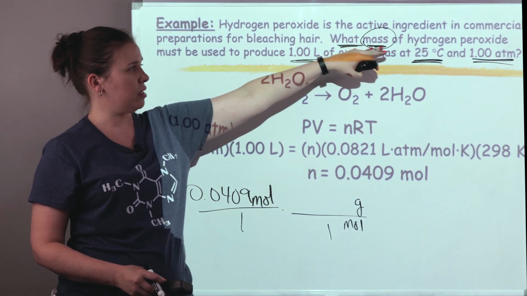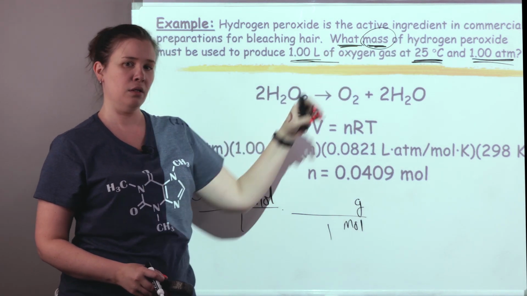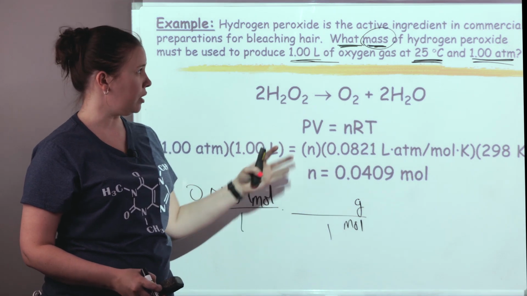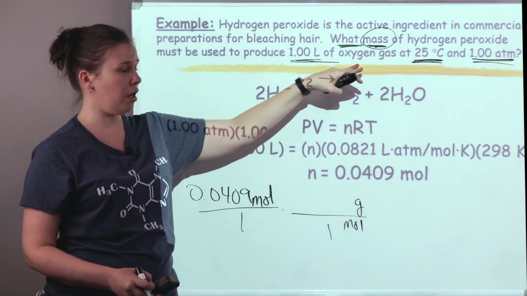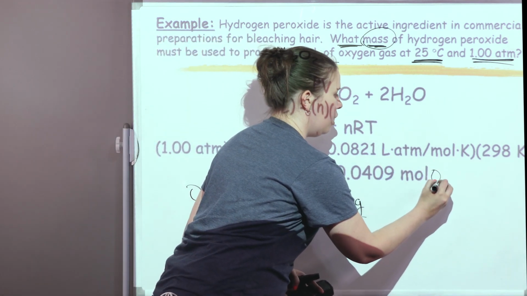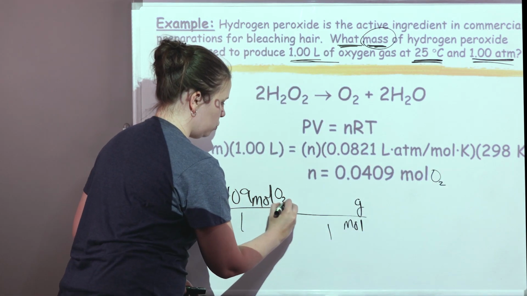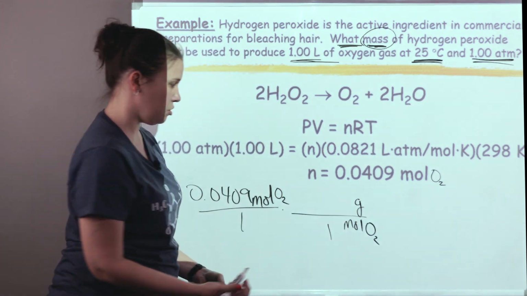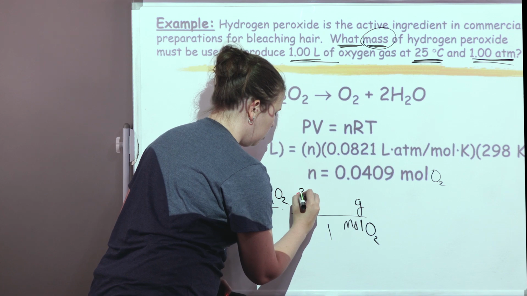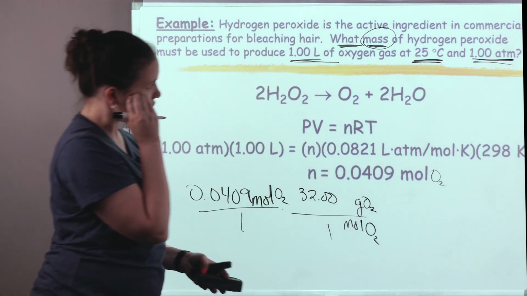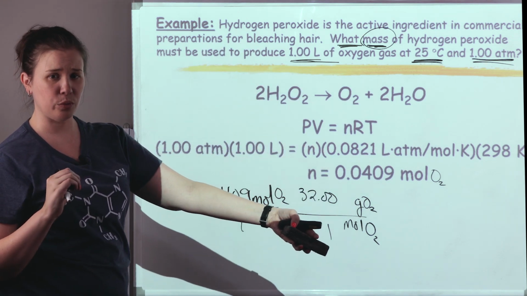So I'm trying to find the mass of hydrogen peroxide. Is this the moles of hydrogen peroxide? Wait a minute. It said this was all information for oxygen. So this would then be moles of oxygen. So if that's moles of oxygen, then I would need here the molar mass of oxygen, 16 twice, or 32.00 grams of O2. So how could I get to the mass of hydrogen peroxide?